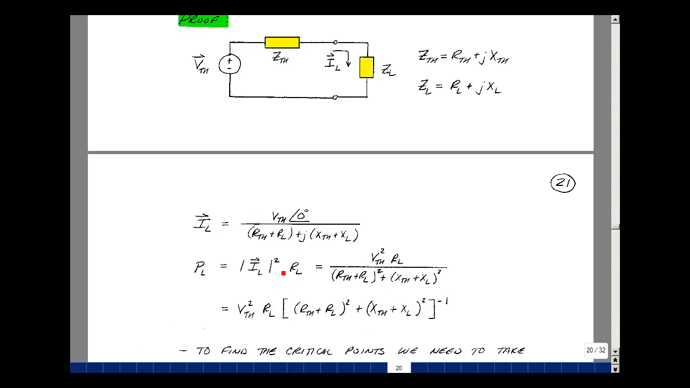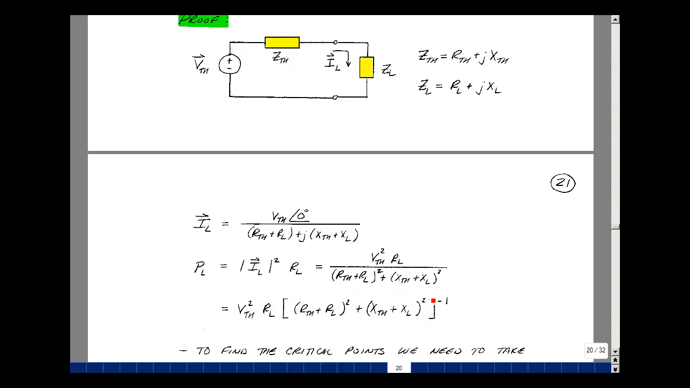So what's the current? Well, it's simply the voltage divided by the total impedance, which is R Thevenin plus R sub L plus j times X Thevenin plus X sub L. The magnitude of this is the square root of the real part squared plus the imaginary part squared, and we're going to square that. So we get the magnitude of the numerator squared times R sub L, divided by the real part squared plus the imaginary part squared. Now let's write the denominator as simply that raised to the minus 1 power.